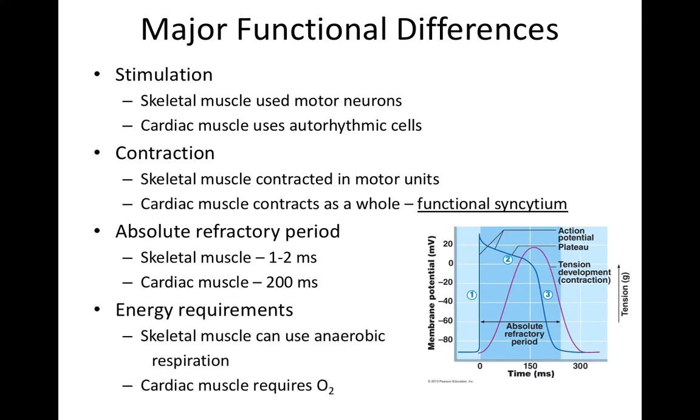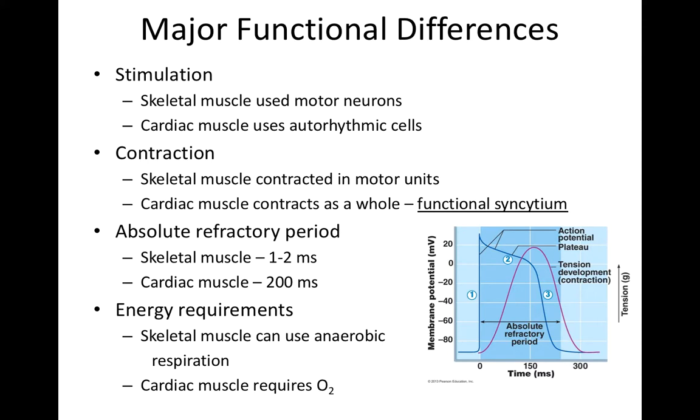Lastly, the energy requirements are also different. Skeletal muscles obviously can use aerobic respiration, but they also have the option of anaerobic respiration as needed. They can do lactic acid fermentation. Cardiac muscle has an absolute requirement for oxygen. There is no ability to undergo anaerobic respiration.